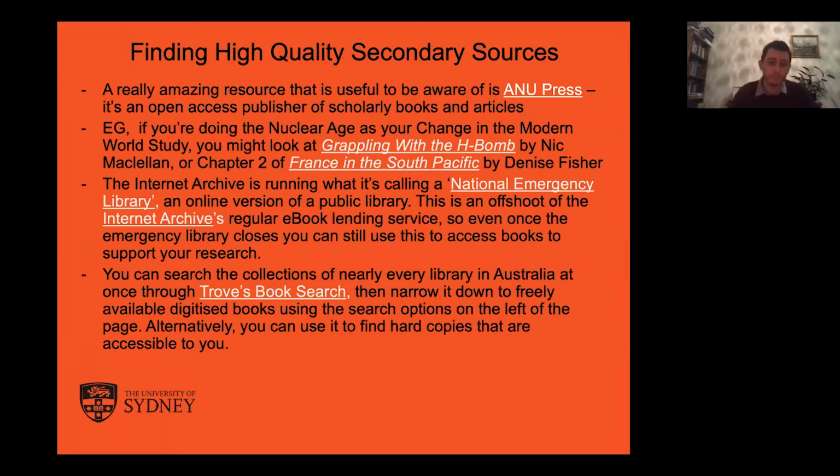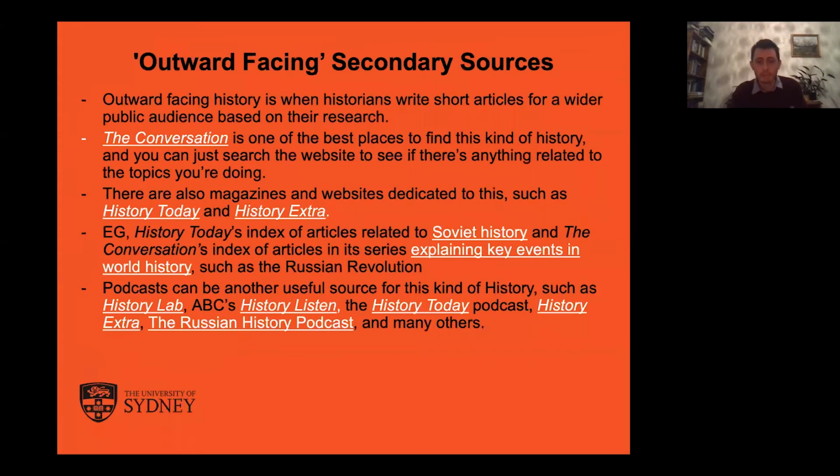And using Trove's book search, you can narrow down and find good quality books that are freely available online. So those are just those gold standard secondary sources that will really help you with your studies. But what I'm going to really recommend, even more than that, is what we call outward-facing secondary sources. So outward-facing history is when historians write short articles for a public audience based on their research.